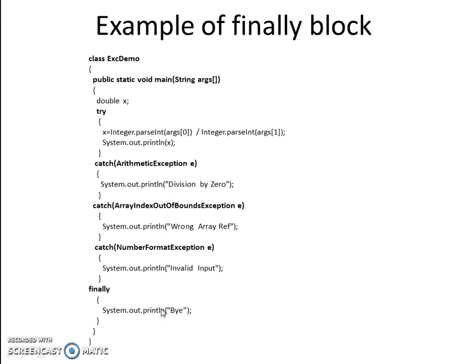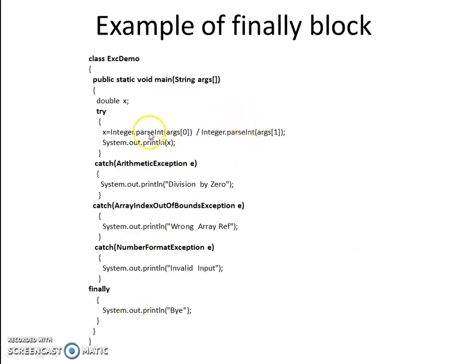Next, in the same program, we have added a new block which is a finally block. Now, the finally block is used when we want a certain set of statements to be executed irrespective of whether an exception occurs or not. For example, in this program, if an exception occurs at this statement, then the appropriate catch block will be executed and then the finally block will be executed.